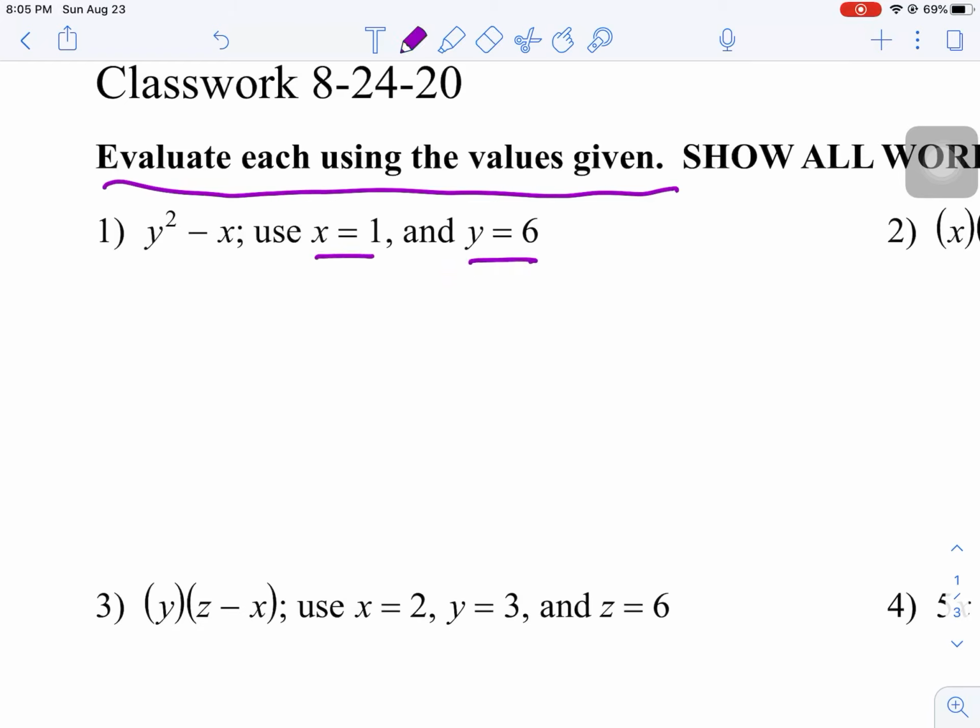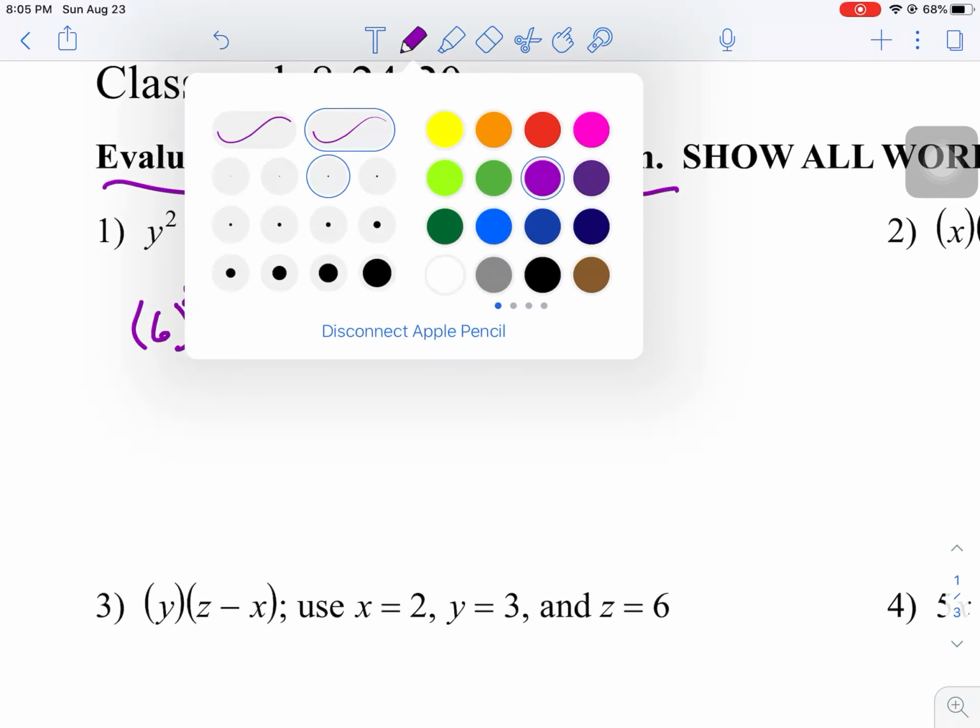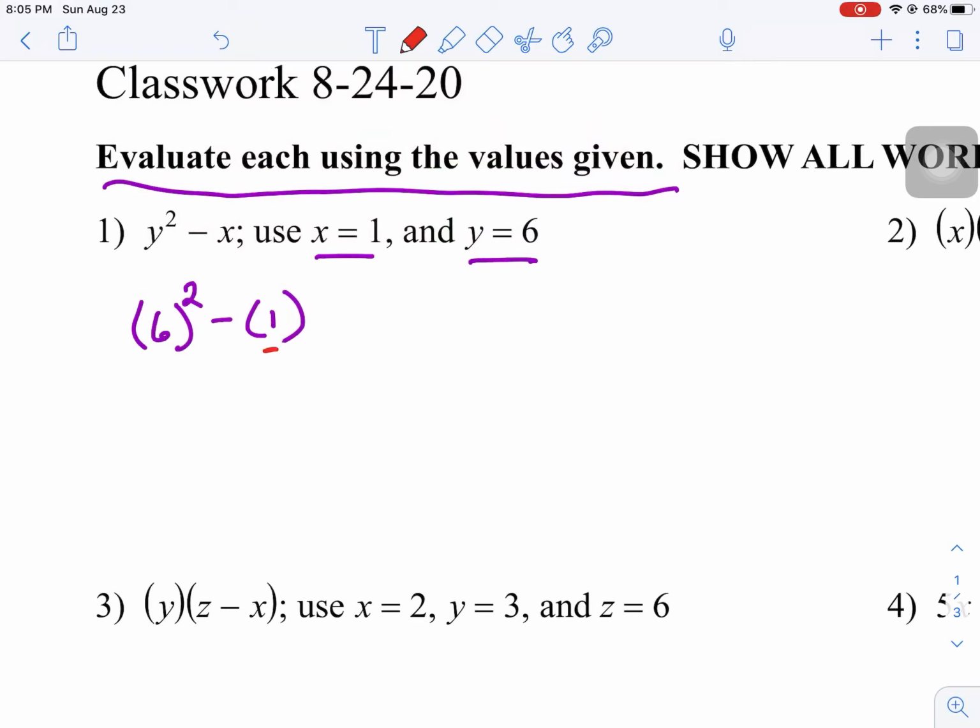We have x equals 1 and y equals 6. So we're going to put in parentheses 6 squared minus parentheses 1. Now all I have to do, okay, is realize a few things. I know I'm taking extra steps, but there's no work, so the parentheses can drop. But this is an exponent. So 6 squared, remember 6 squared is 6 times 6. And that's 36. So we have 36 minus 1, and that's 35. Okay?